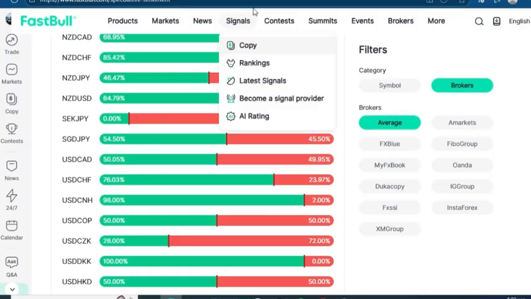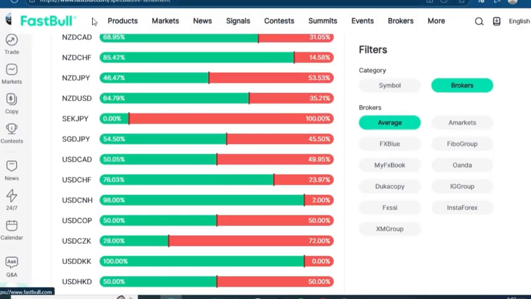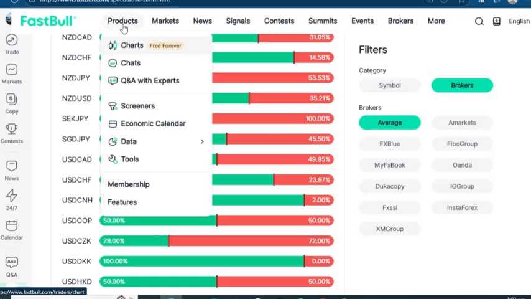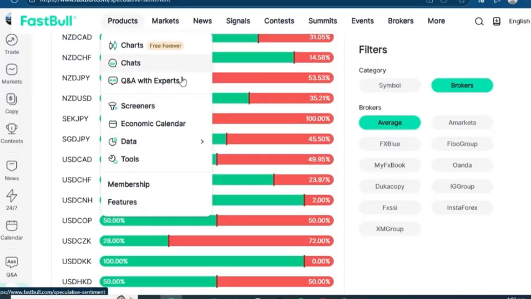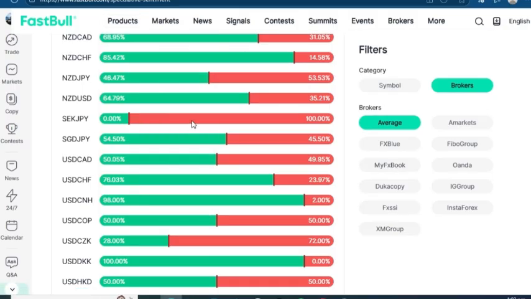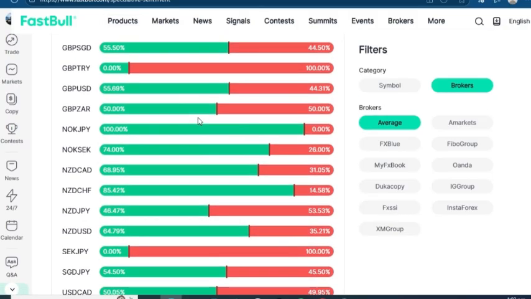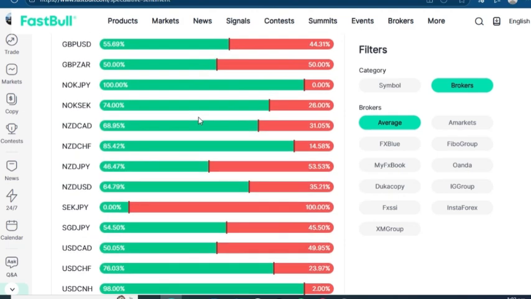So you're just going to go to FastBull, and then you're going to go to products, and then to data, and then to market trends. When you get to market trends, this is what you're going to basically find, just these charts over here. What you're going to be looking for is one that has got a huge difference between the green side and the red side. Let's say this is NZD CHF, which is a very good example.